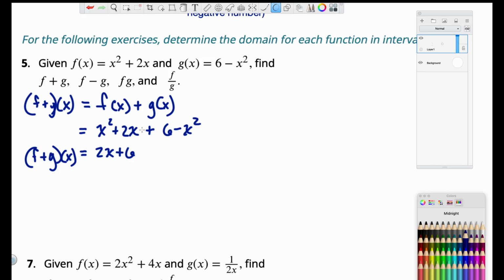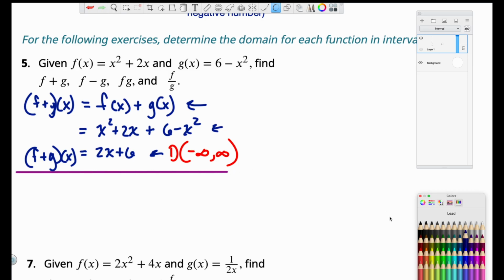So let's see. In this domain, the whole way that we went through on each line here, we were never dividing by 0. We never had a radical that could have a negative radicand. So our domain is going to be negative infinity to infinity. We didn't have any restrictions. Okay. So that one's done. Let's take a look at the next one.